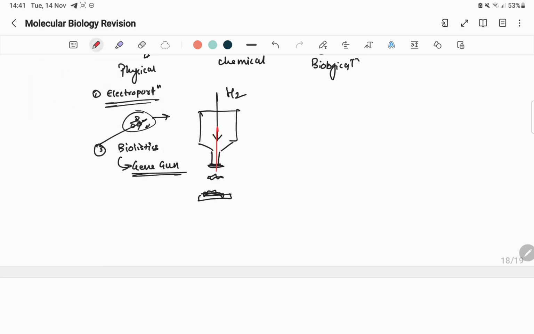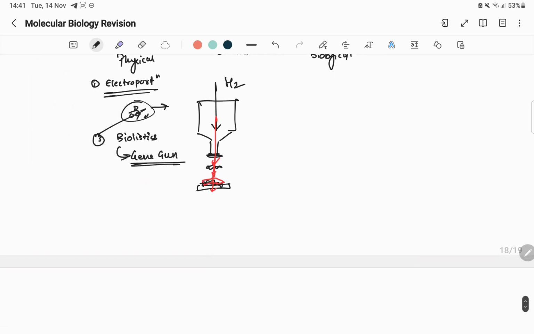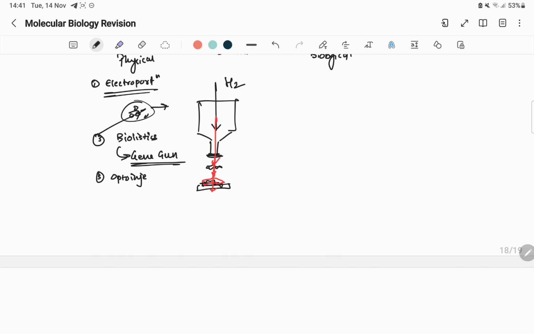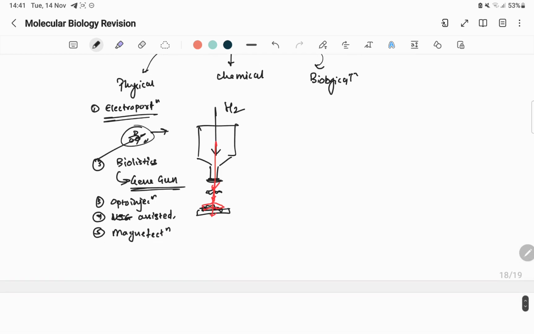If you put in the helium gas, then the plastic disc will fall down along with the DNA-coated gold particles. This will fall upon the cells and the gene will get transferred. This is biolistics, the gene gun. You have microinjection, or you have ultrasound-assisted gene transfer, or you have magnetofection. These are the physical methods.